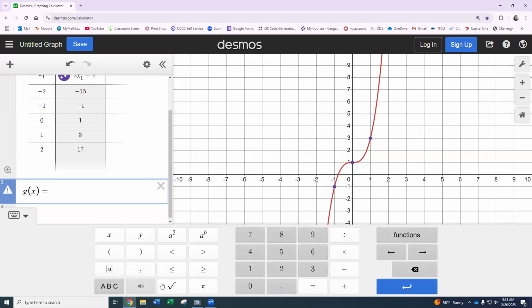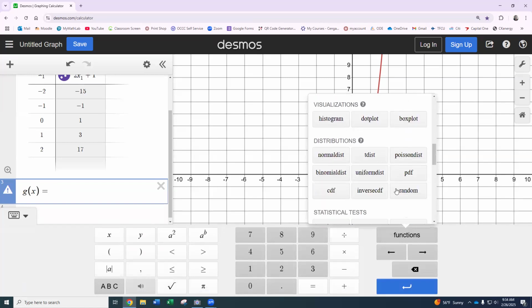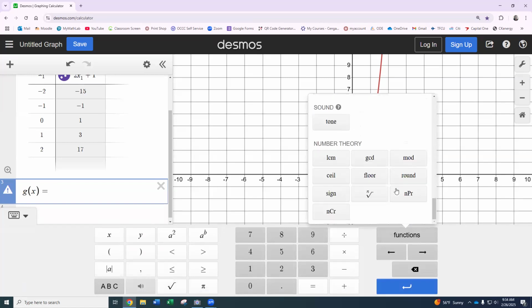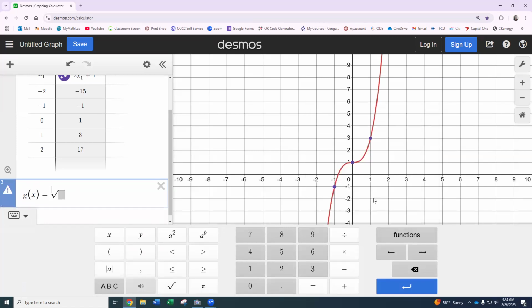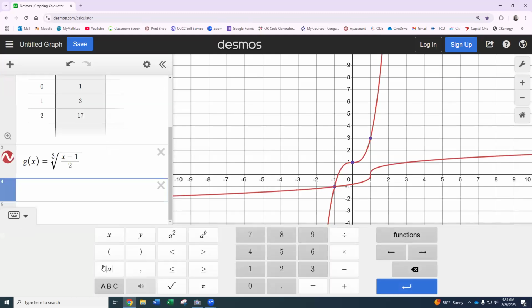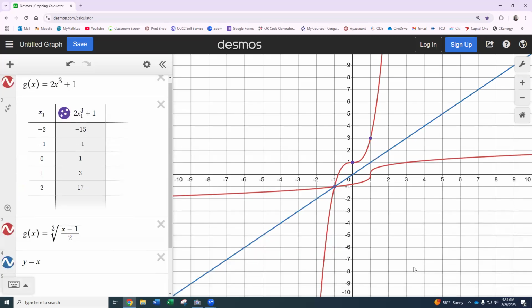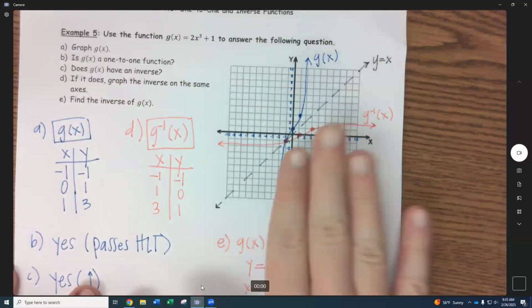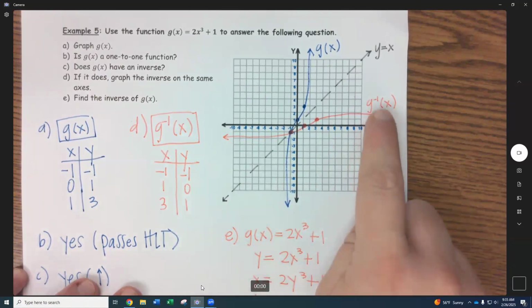I'm going to come in here and there should be a function for it. Let's see if we can find it. Right here. So the nth root, I'm going to put a 3. If I put in x minus 1 all over 2, you can see there is my function. If I want to take it a step further and put in y equals x, you can see that line of symmetry that we have right there. So that does match what we did here. And so now I have the name of this inverse function.